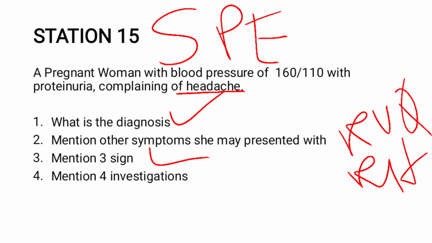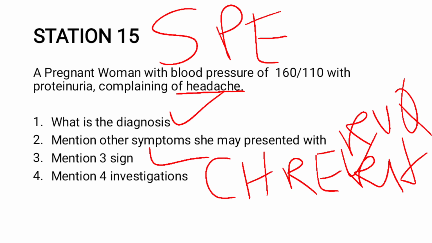So then I remember I even made a mnemonic, CHREV, which stands for cyanosis, headache, respiratory distress, epigastric pain, visual disturbance, and of course you can even put the O for the oliguria, and these other symptoms.